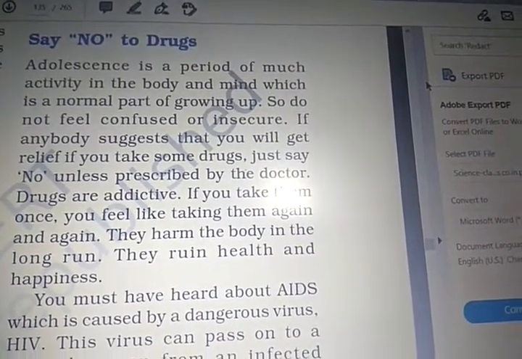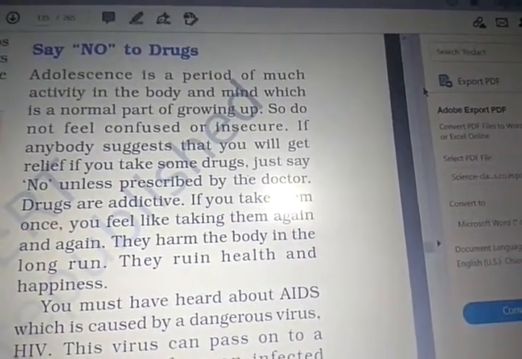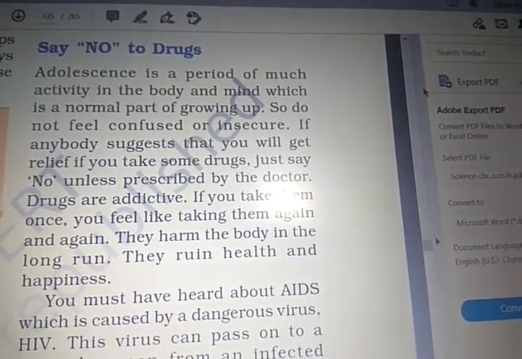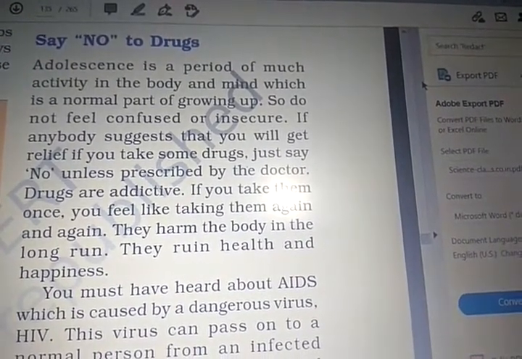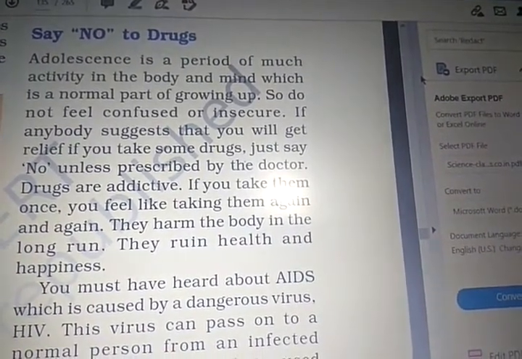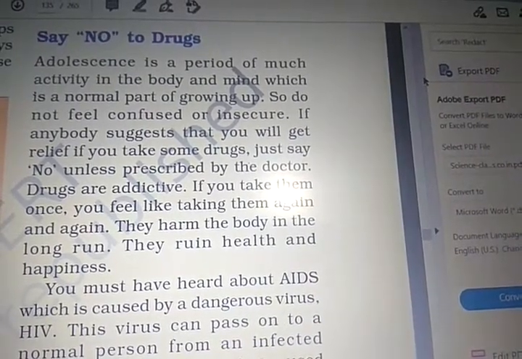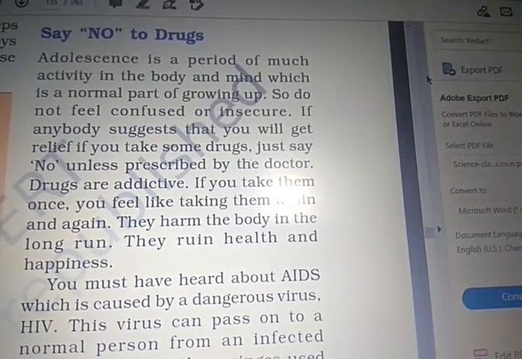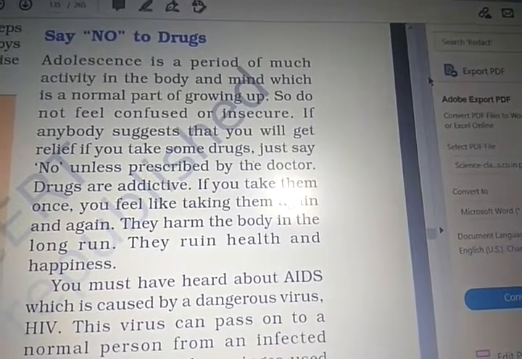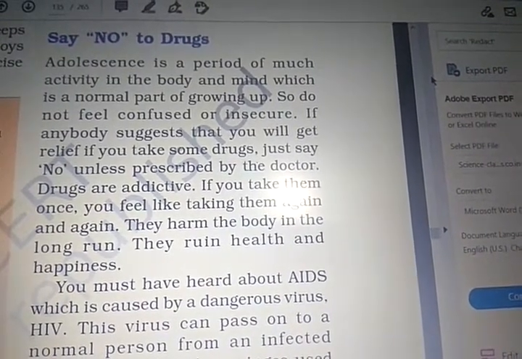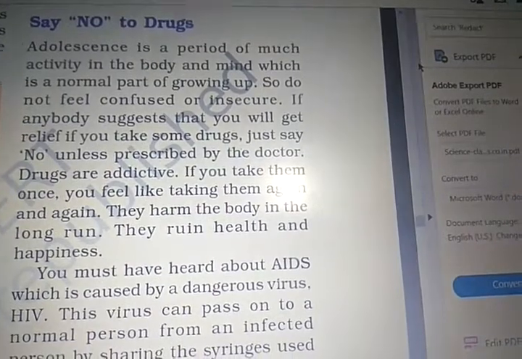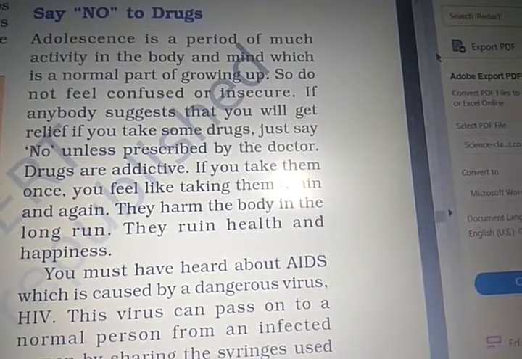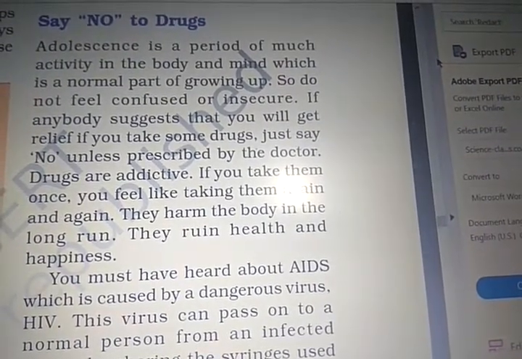Say no to drugs. Explain, right? So how do we explain, students? Adolescence is a period of much activity in the body and mind, right? Which is a normal part of growing up. So do not feel confused or insecure, right? These are general in all. If anybody suggests that you will get relief if you take some drugs, just say no, unless prescribed by the doctor, right? So with the help of a doctor, you can take any type of medicines. Without asking the doctor, don't take medicines. Even if it is a simple, normal headache, do not take them.